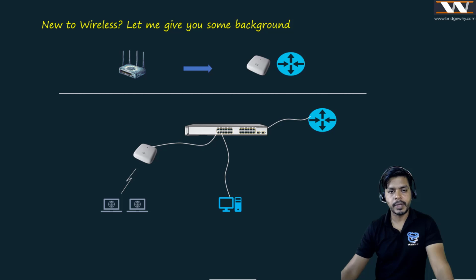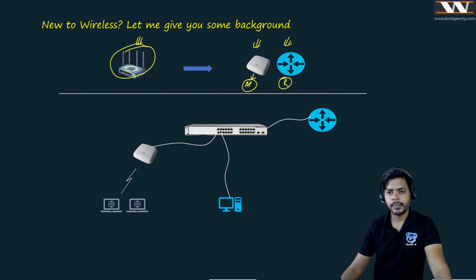If you see here what we have done, from when we had a network of 10 people only, we have this Wi-Fi router. Now this Wi-Fi router is replaced with two different devices. One is my access point, the other one is the router. As simple as that, right? We have placed the access point right here, we have placed the router here, we have a switch here.